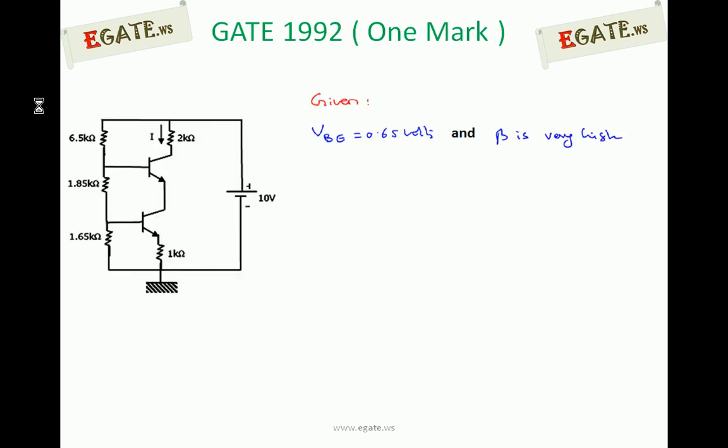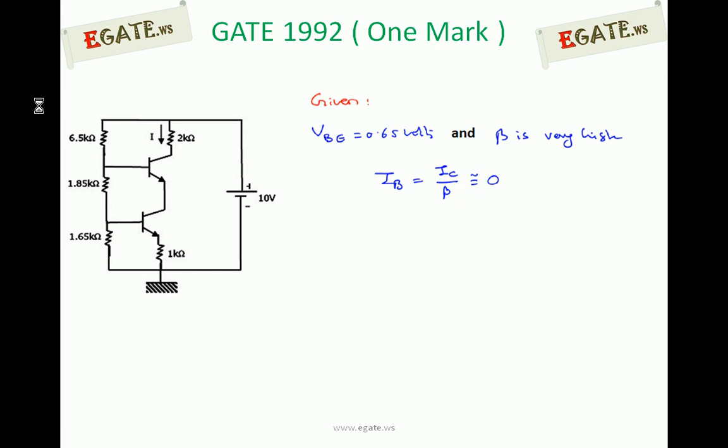This is the diagram given, and the information related to it is VBE of 0.65 volts and beta is very large. Whenever beta is very large, normally we calculate base current using this relation: base current IB is equal to IC by beta for common emitter. Since beta is very large, this gives a very small value which can be approximated as 0. So IB is equal to 0.